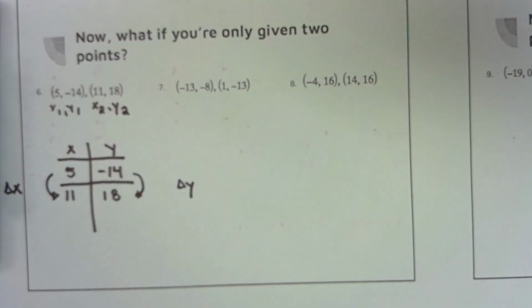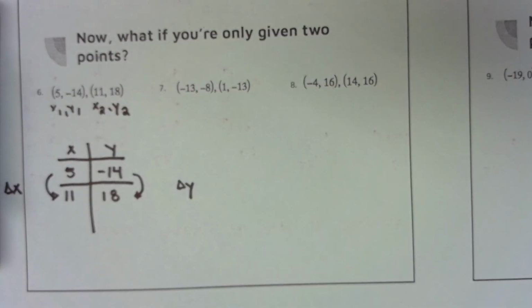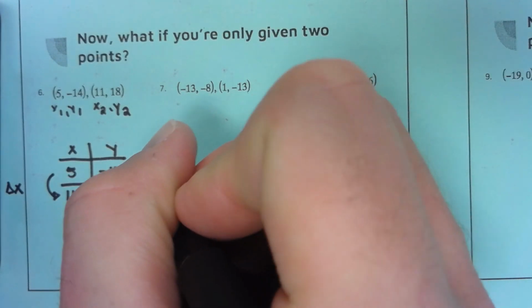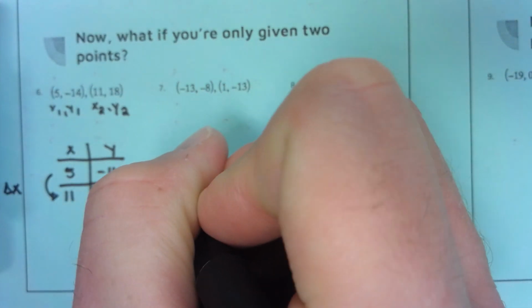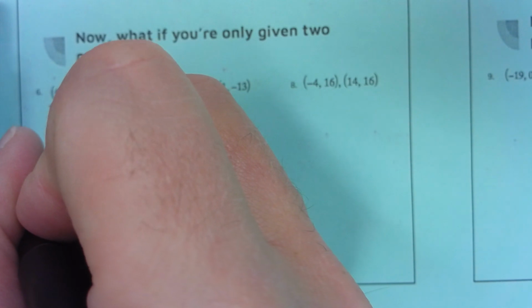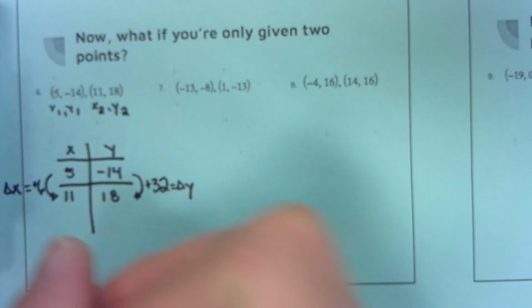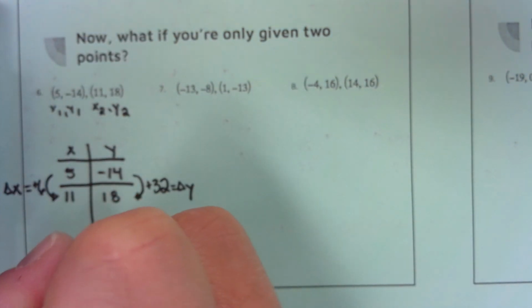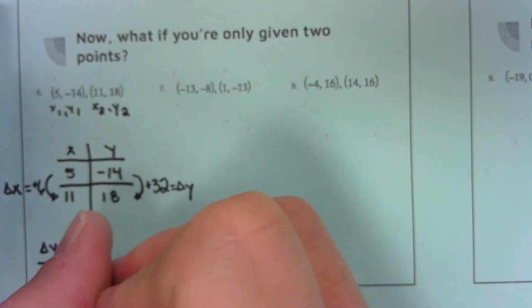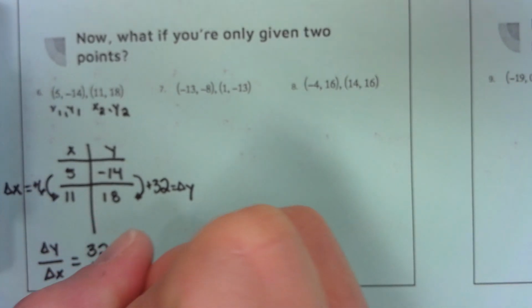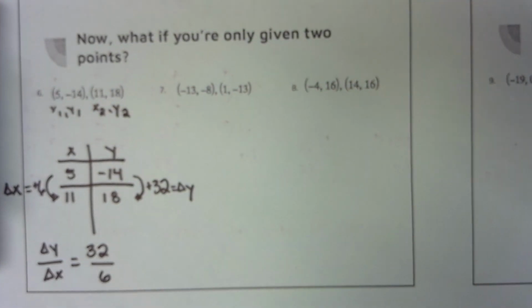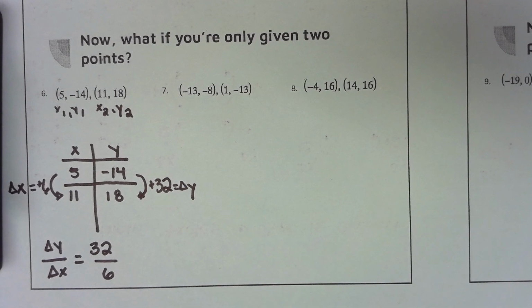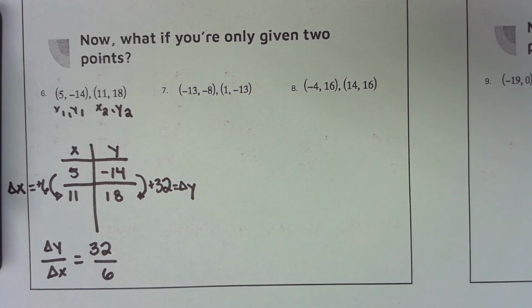So negative 14 to 18, we are adding, and we'd be adding 32. 5 to 11, we're adding 6. So our change in y divided by change in x is 32 divided by 6. That does not work out to be a whole number. And typically with slope, we want to leave it in its fraction form. Okay, so this could get reduced down. Let's just leave it as 32/6.